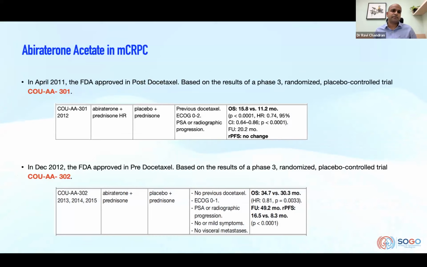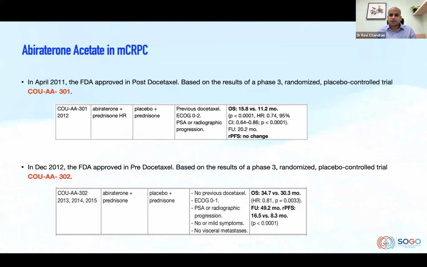Next, coming to abiraterone acetate. In April 2011, based on the COU-AA-301 study, the FDA approved it in a post-docetaxel setup. As you can see here, the OS benefit was 15.8 months compared to 11.2. Another study, COU-AA-302, was in a pre-docetaxel, docetaxel-naive patient population.